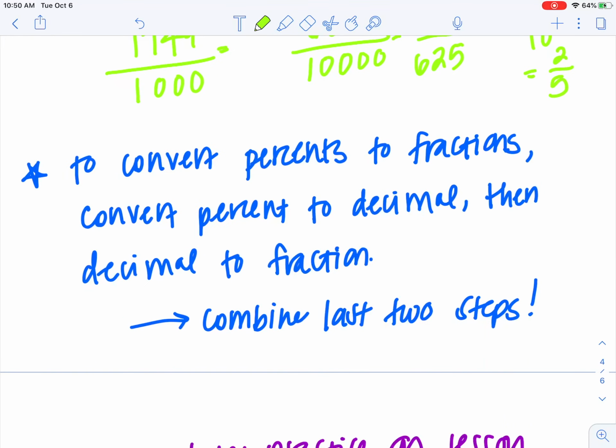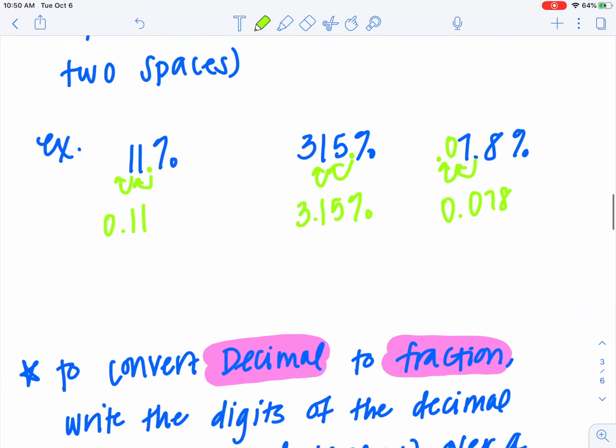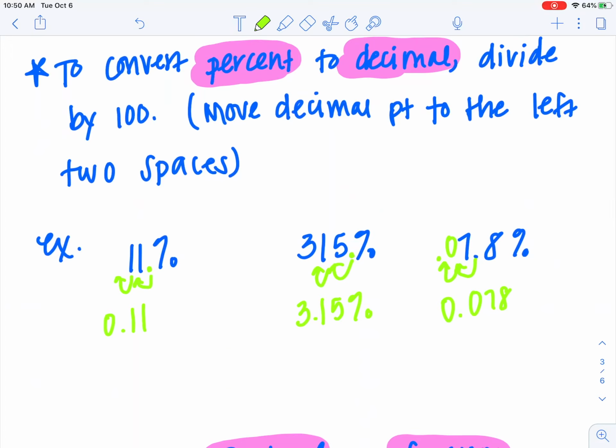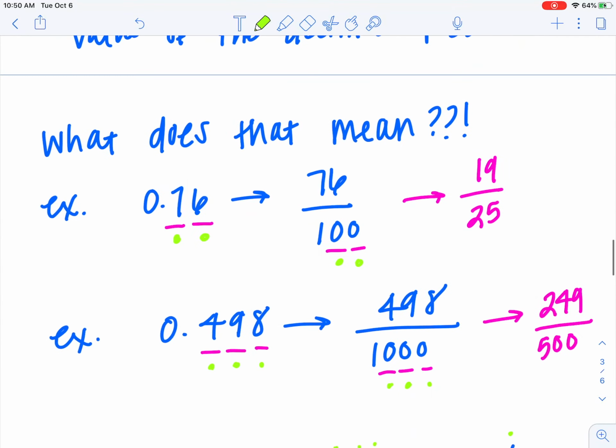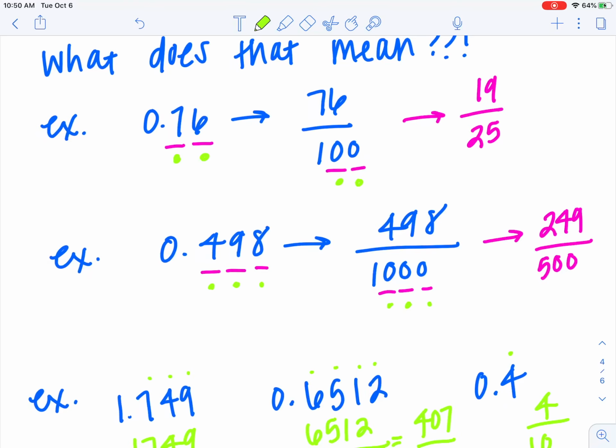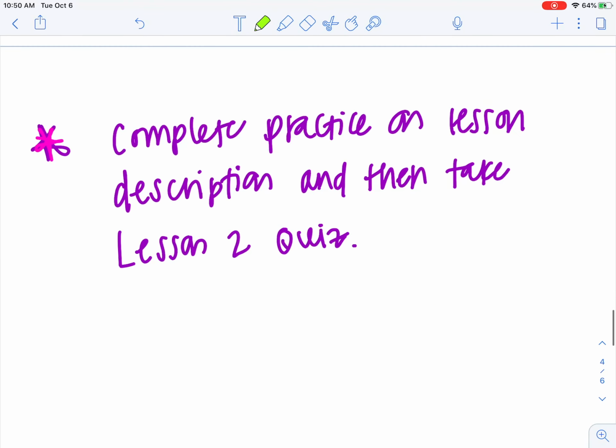All right, so then to convert percents to fractions, first you'll just convert that percent to a decimal and then the decimal to a fraction. So just combining these two steps. So this first one where we changed it to a decimal. Oops, I did not realize I put percent there. All right, so first you'll change that percent to a decimal and then the decimal to a fraction. So just combine those two things.